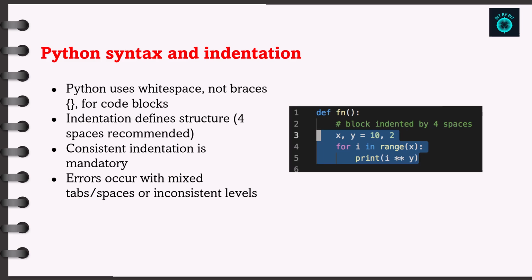By default, most developers use 4 spaces per indentation level. It's critical to be consistent. Mixing tabs and spaces or using irregular indentation will cause indentation errors. Always format your code cleanly, and your editor, like VS Code, can help with this automatically.